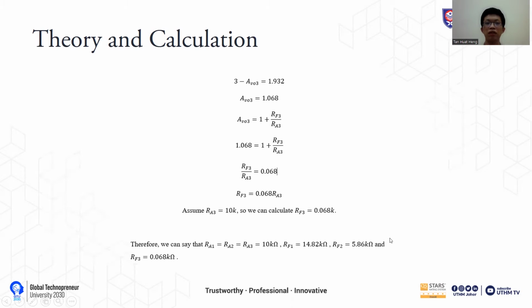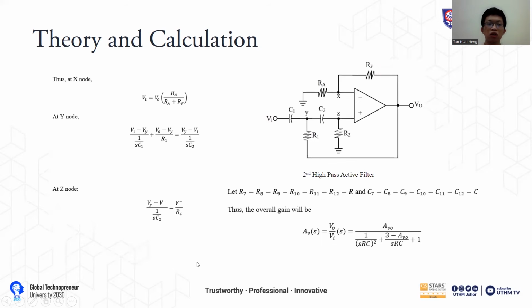For the third, 3 minus AV03 is equal to 1.932. So RF3 over RA3 is equal to 0.06x. So RF3 is equal to 0.06 RA3. So assume RA3 is equal to 10 kilo ohms, so RF3 is 0.06 kilo ohms. So RA1 until RA3 is equal to 10 kilo ohms, RF1 equal to 14.82 kilo ohms, RF2 equal to 5.x6 kilo ohms, and also RF3 is equal to 0.06 kilo ohms. So this is the second order high pass filter.